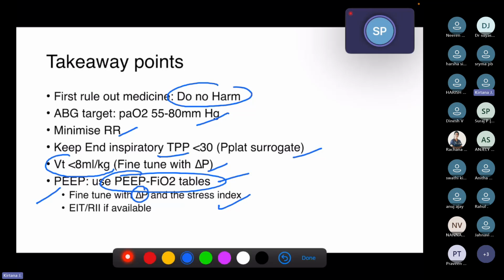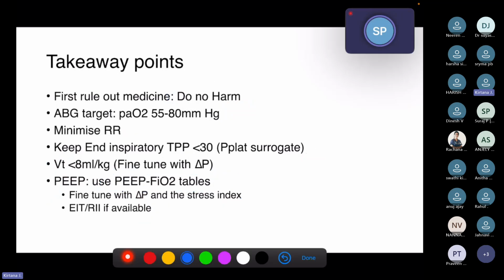If you have advanced technology like electrical impedance tomography or ventilators that give you the recruitment to inflation ratio, that's going to help you set the optimal PEEP. With this, I'll end my talk. If you have any questions, I'll be more than happy to take them.